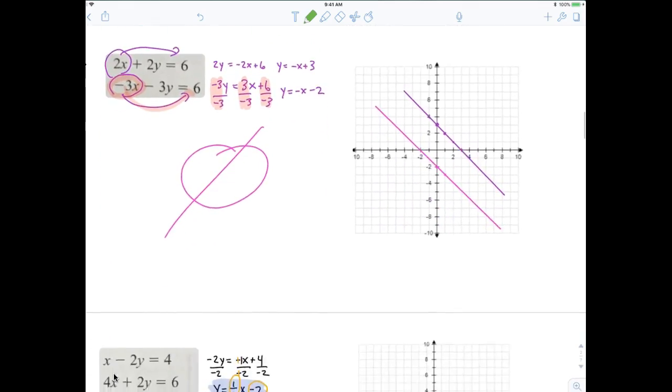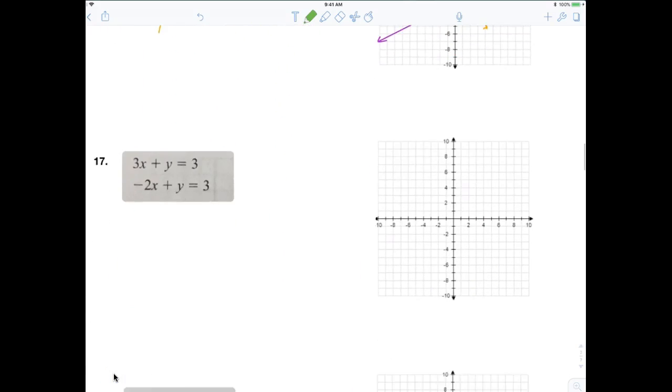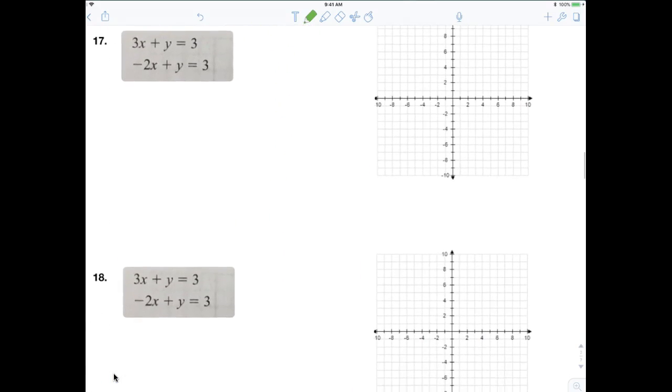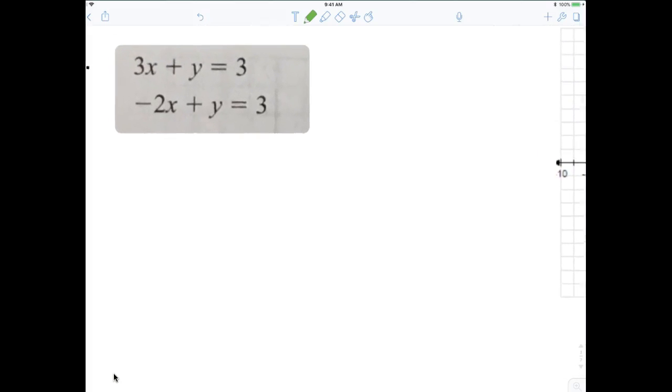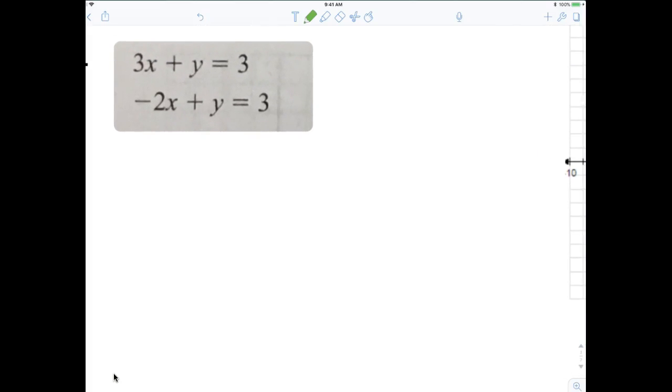All right, here we go. Let's go ahead and jump down to 17. All right, let's try to graph these real quick. So the first equation is just what? Y equals negative 3x plus 3. Beautiful. And the second one is? Y equals 2x plus 3. Wow. All right, practice graphing that real quick.